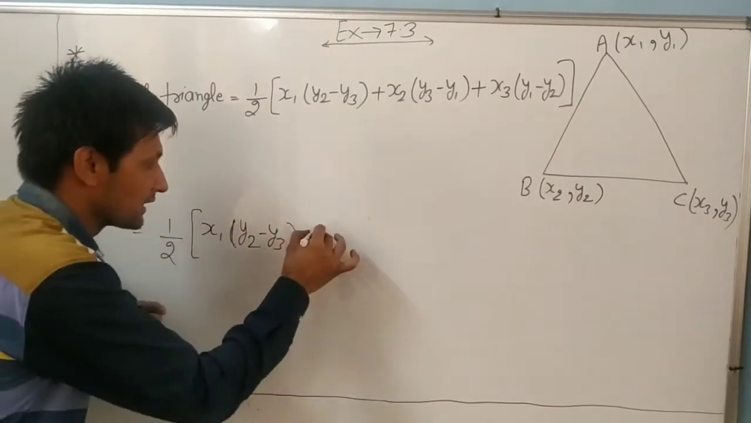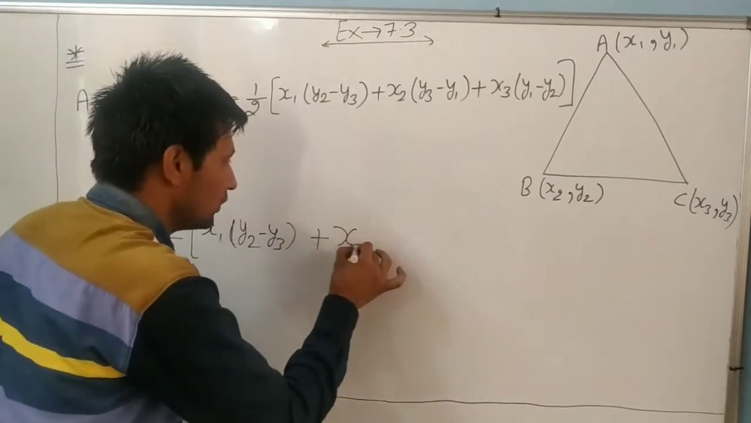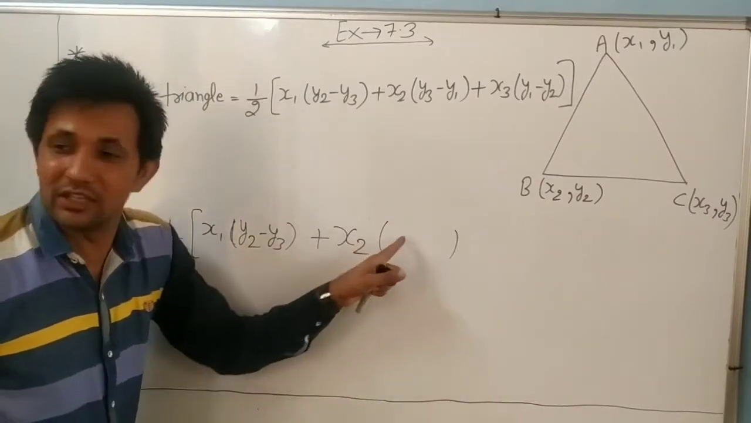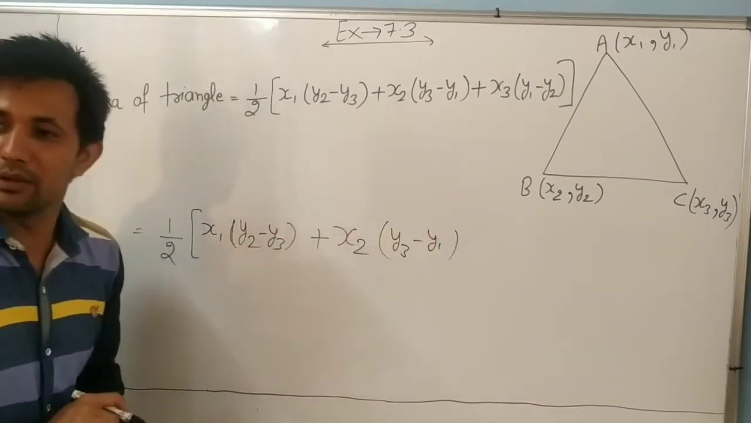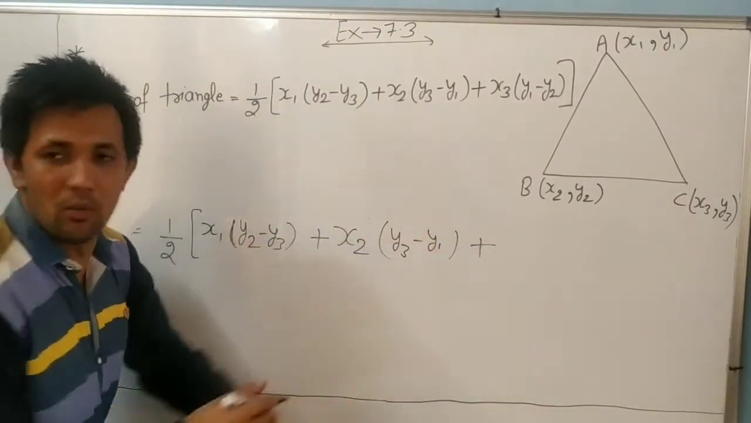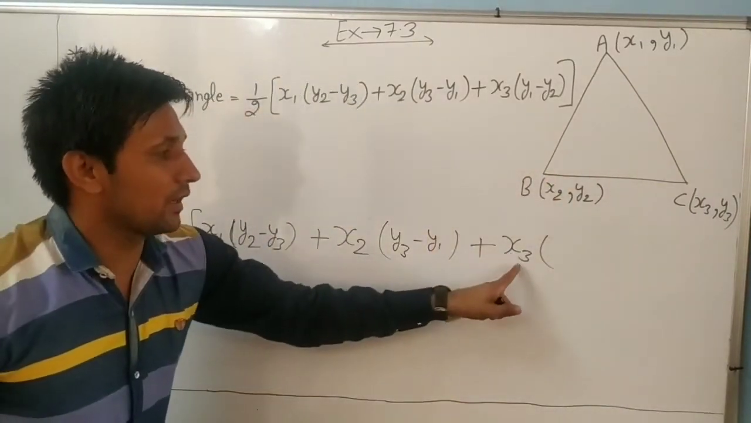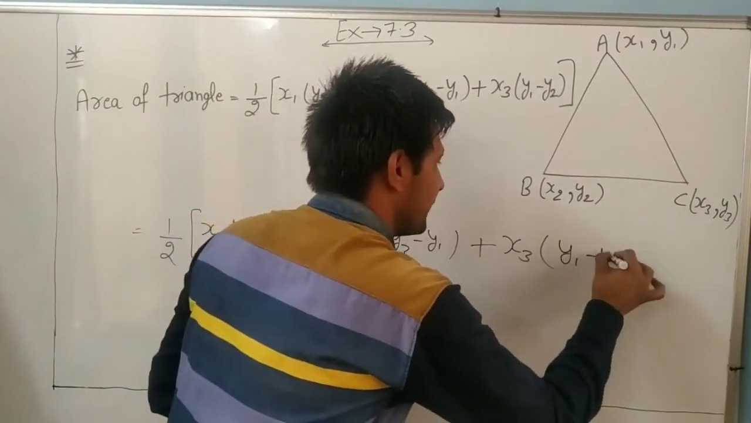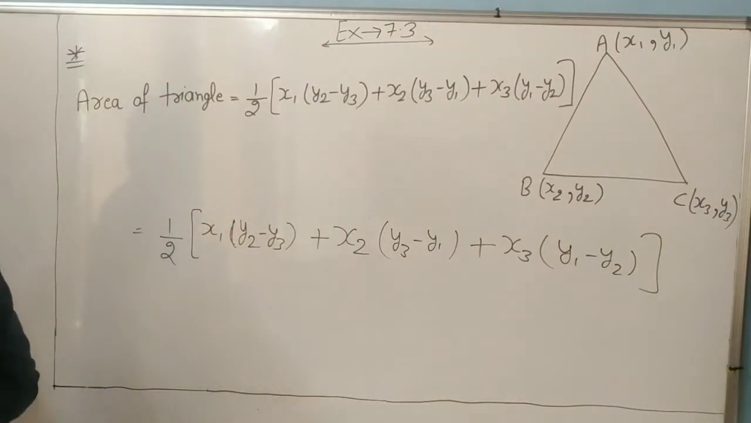Now plus, after x1 what comes? x2, and inside the bracket the y coordinate. After 2 what comes? 3. y3 minus y1. Again plus x3, dear, and inside the bracket, after x3 what comes again? 1. So y1 minus y2. Very simple, or not?